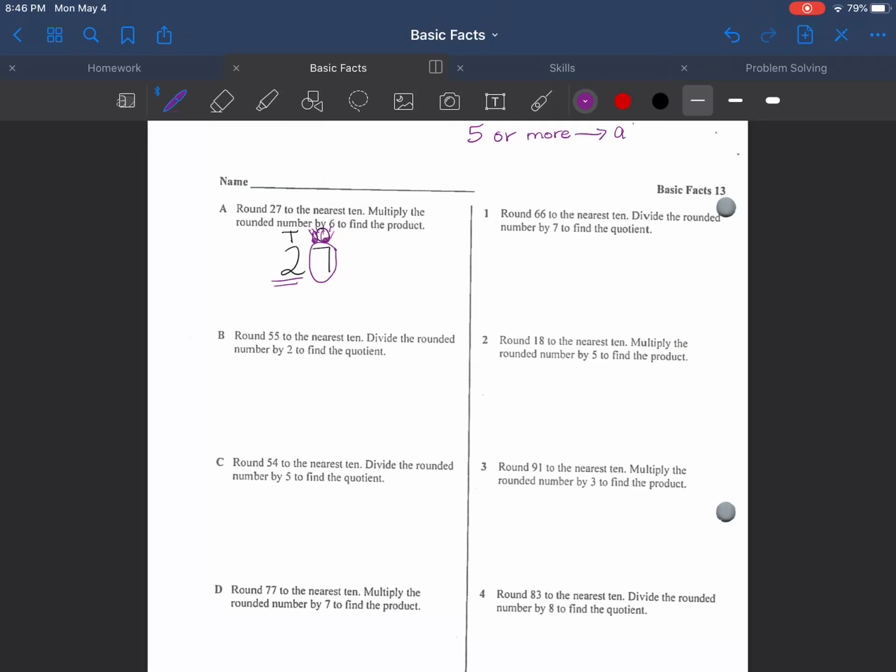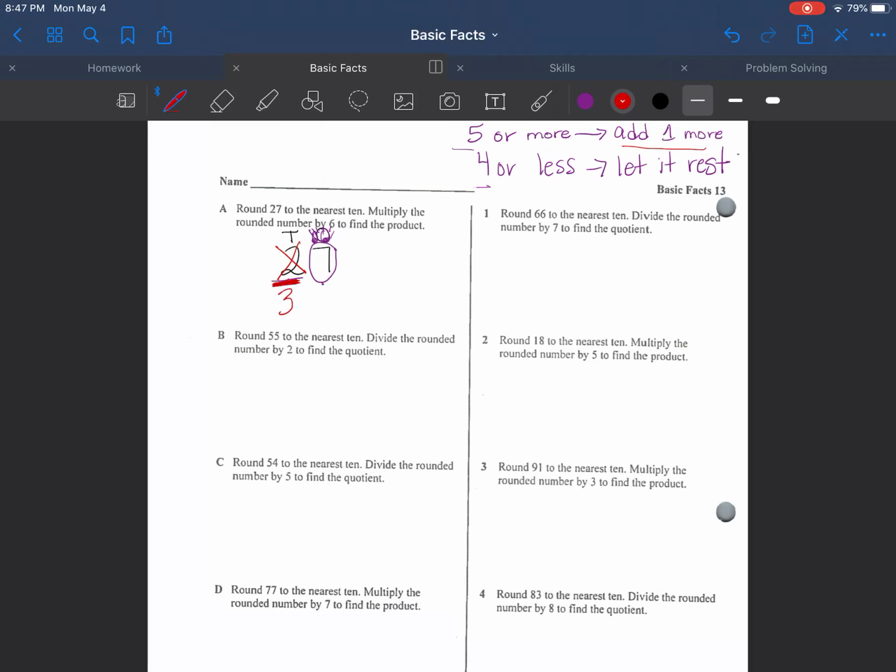Remember, when we're rounding, 5 or more, we're going to add 1 more. 4 or less, we do not touch it. We let it rest. So we're rounding to the 10 and we're going to circle the 7. So I'm looking at the number I circled. Is that going to be 5 or more or 4 or less? It's actually 5 or more. So that means we're going to add 1 more.